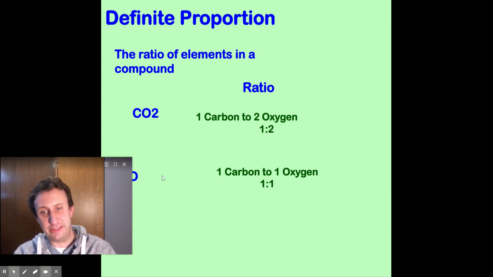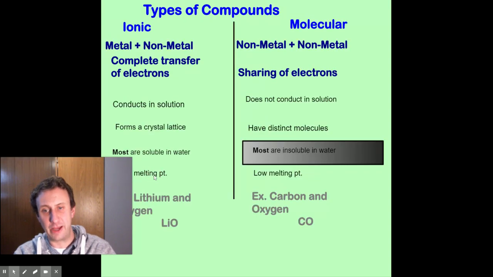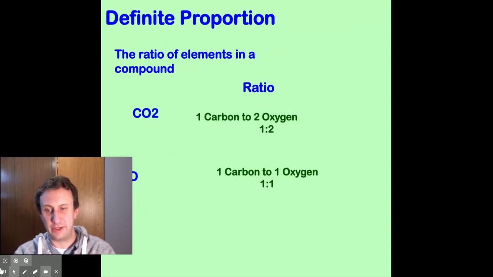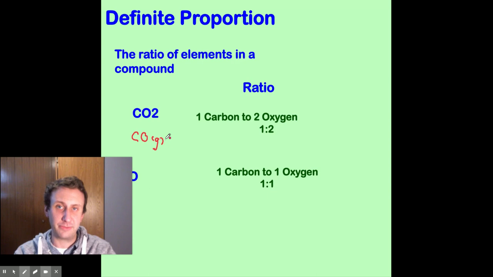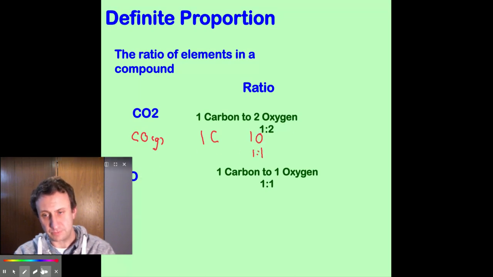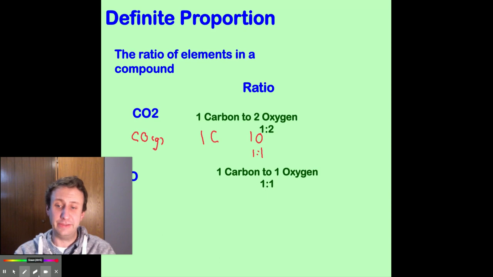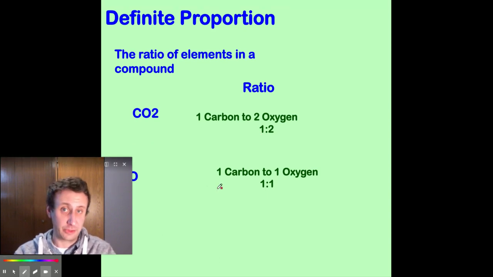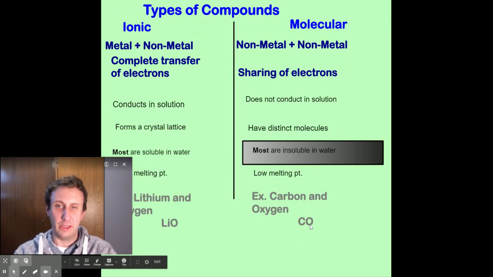Now, if I had a different compound, like for example, if I had carbon monoxide instead of CO2, well, then that is a different ratio. And that means it's actually a completely different substance, right? This would be one carbon to one oxygen. So it would be a 1-to-1 ratio. But that's a different compound entirely. And what we're dealing with today is taking a look at these different compounds and then trying to figure out how to name and do stuff with them.